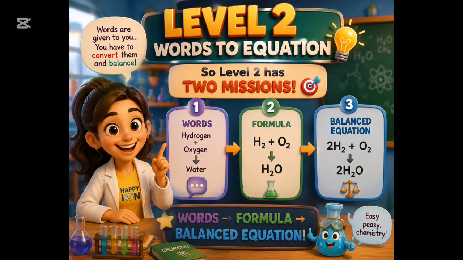Level 2. Convert word to chemical equation, then balance. Before we learn how to solve this level, we have to learn a few ion charts so that we can write the chemical formula of the chemical equation.